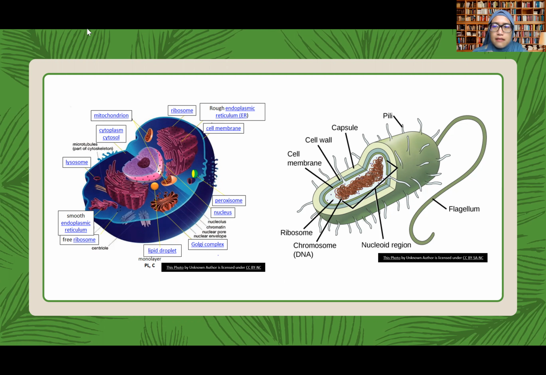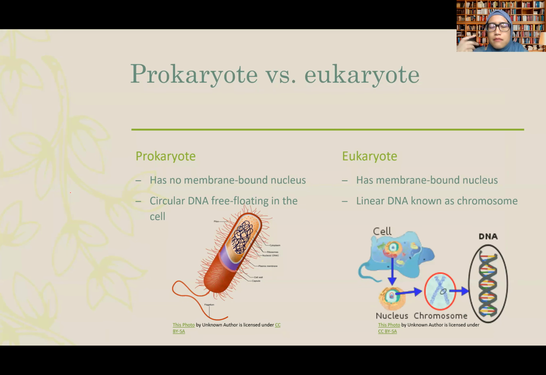Unlike eukaryotic cells, which have a nucleus. So that's one organelle here. There are lots of organelles in eukaryotic cells. So bacteria doesn't have organelles. I already mentioned prokaryotes and eukaryotes. A prokaryote has no membrane-bound nucleus, and its circular DNA is free floating in the cell.